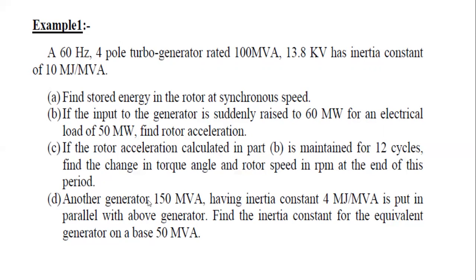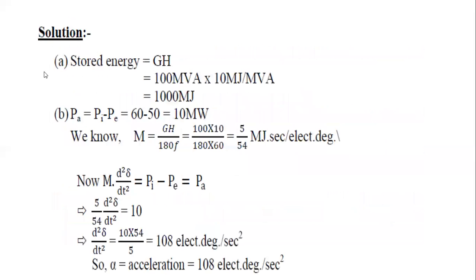Next, we consider another generator having 150 MVA, with an inertia constant of 4 megajoules per MVA, which is put in parallel with the above generator. Find the inertia constant for the equivalent generator on the base of 50 MVA.